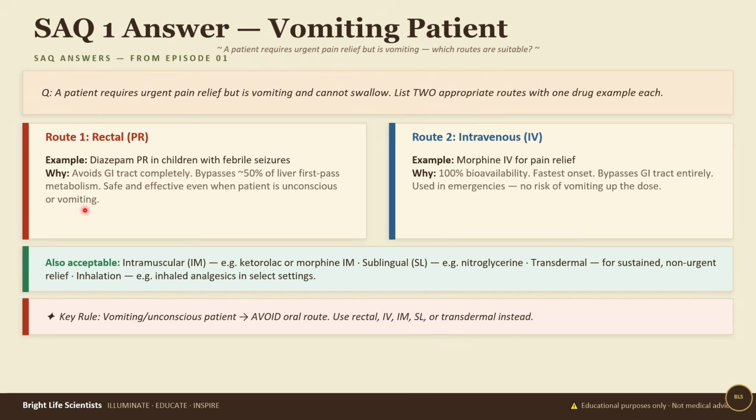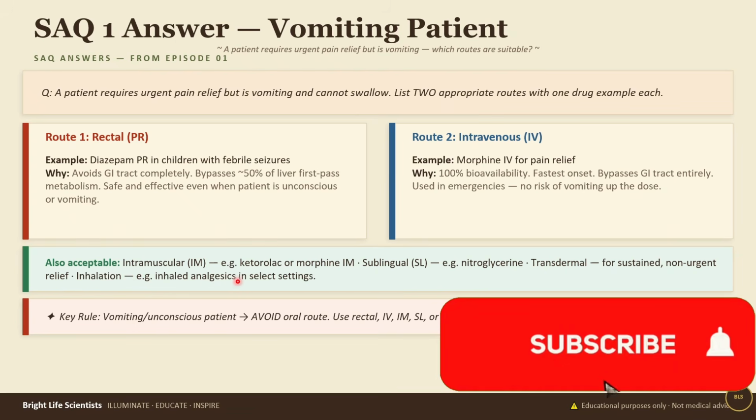Your second answer is intravenous or IV. Think of morphine given for pain relief. This gives you 100% bioavailability, the fastest onset of any route, and completely bypasses the GI tract. In an emergency, this is your gold standard. Other acceptable answers include intramuscular. For example, ketorolac or morphine IM, sublingual for nitroglycerin, transdermal for sustained non-urgent relief, or inhalational analgesics in select settings.